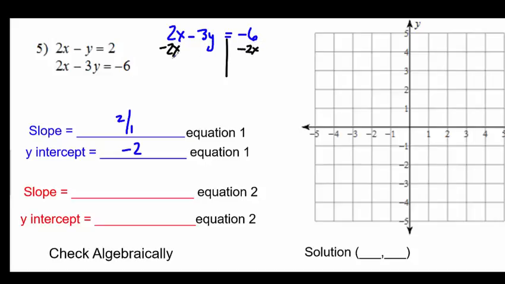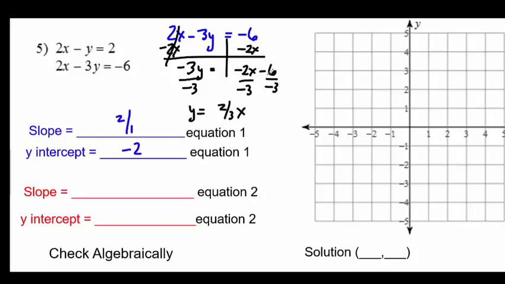So move the 2x across the equal sign, and that cancels that. So I get minus 3y equals -2x and -6. Well, I need to get rid of that -3, so it's multiplied in this scenario, so we divide. So divide everything by -3, and I get y equals 2/3 x, and -6 divided by -3 is +2. So now I know my slope is 2 over 3, and I know my y-intercept is 2.